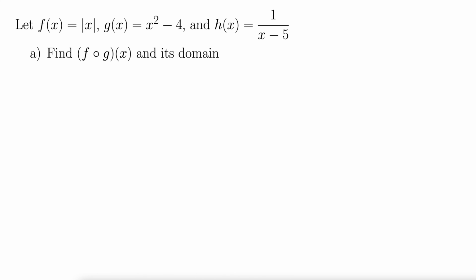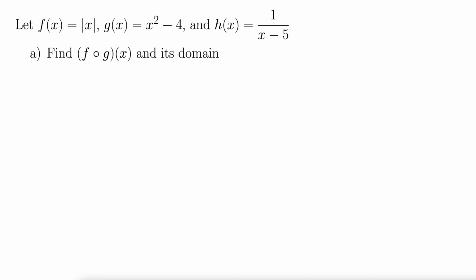This example defines three functions. f of x is the absolute value of x, g of x is x squared minus 4, and h of x is 1 over x minus 5. And the first thing it wants us to do is find f of g of x and its domain.